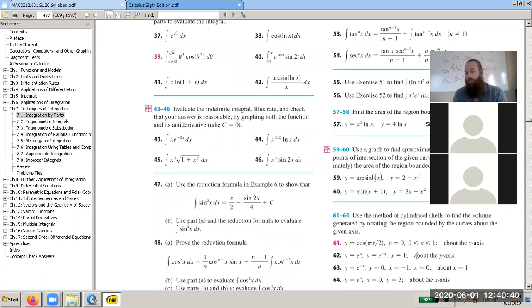Now, if you don't have a physical copy of the book and you don't like the ebook in WebAssign, I don't blame you for either of those things. Reach out to me via Canvas message and I can help you get a copy of this PDF.